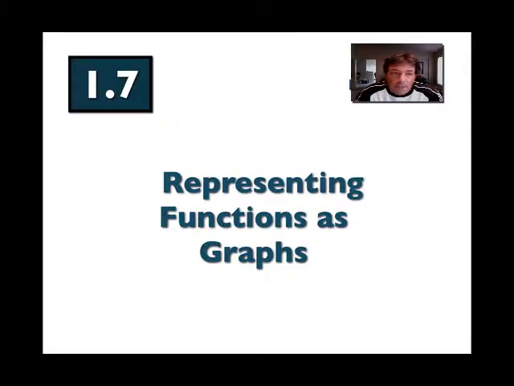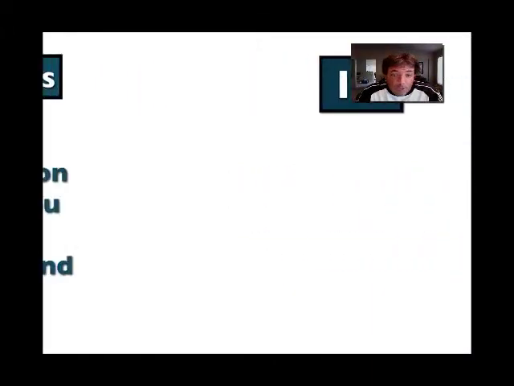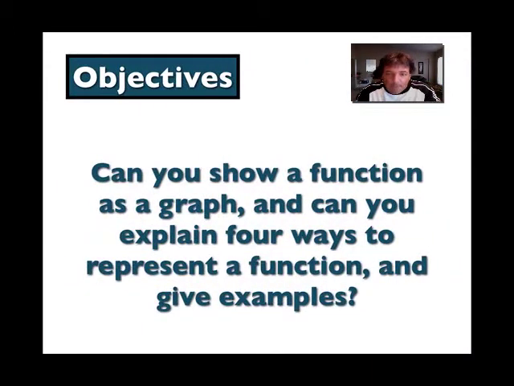Okay, this is the final section from Chapter 1, Section 1.7, and we talked about functions as tables and as rules, and today we're going to get to the last representation of function, that's functions as graphs. So your objective for today is to be able to show a function as a graph, and then since we're coming to the end of the chapter, to explain the 4 different ways that you can represent a function, and we're going to give examples.